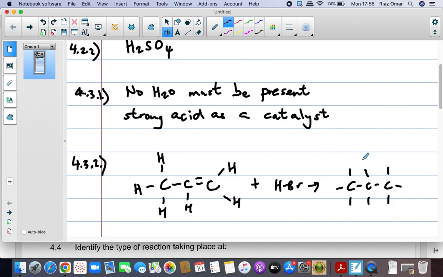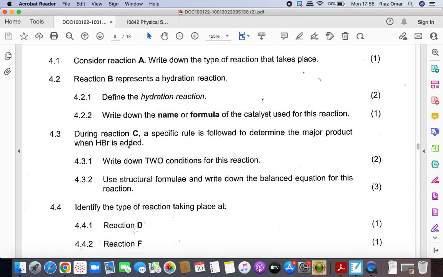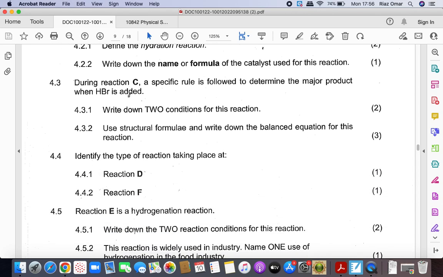So if we go on this side, the bromine will be attached there. And the hydrogen from the HBr will be attached there. And then the other hydrogens will fit in place. Right, so that's 4.3.2. Use structural formula and write down the balanced equation for this reaction. So that's the balanced equation for the reaction. 4.4.